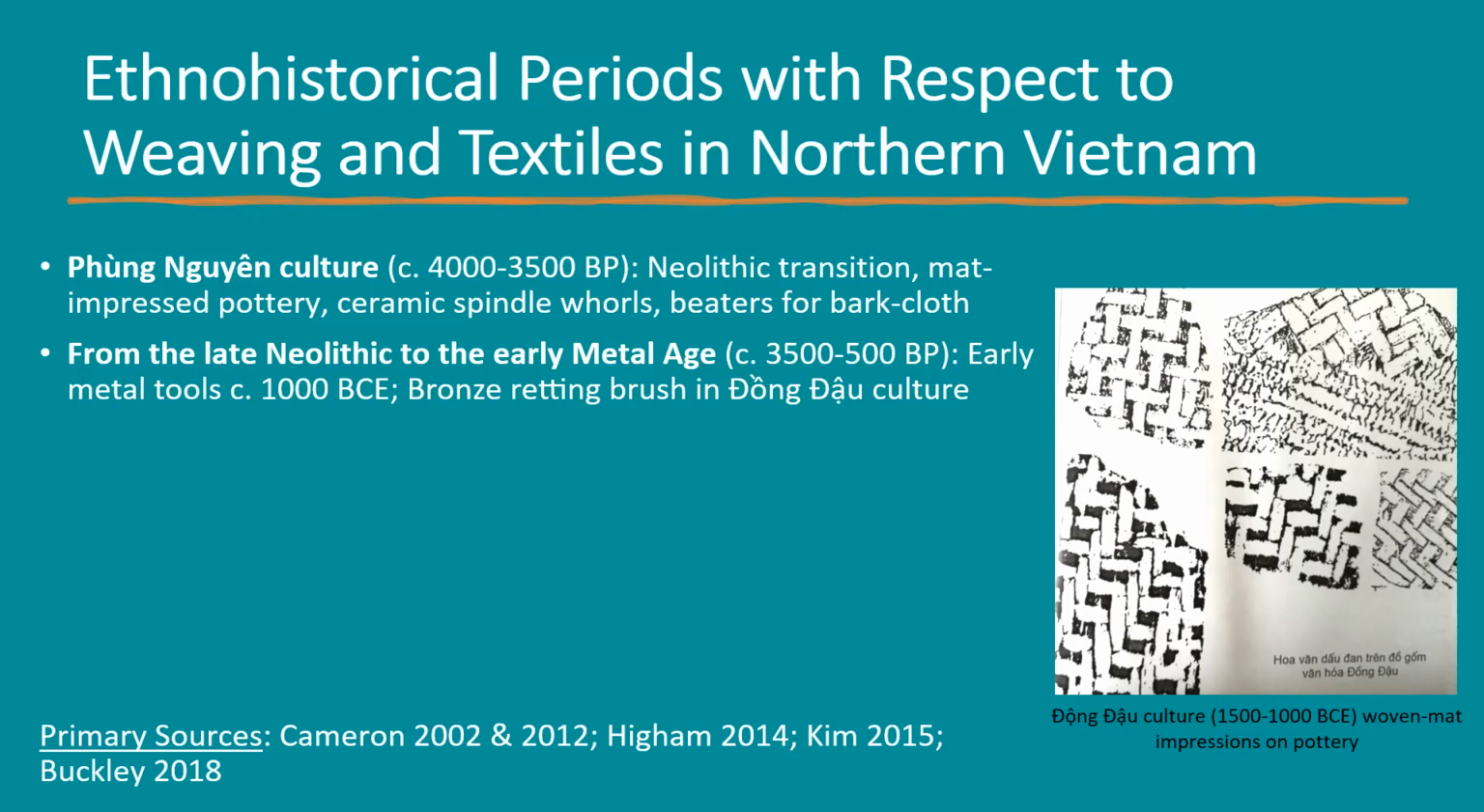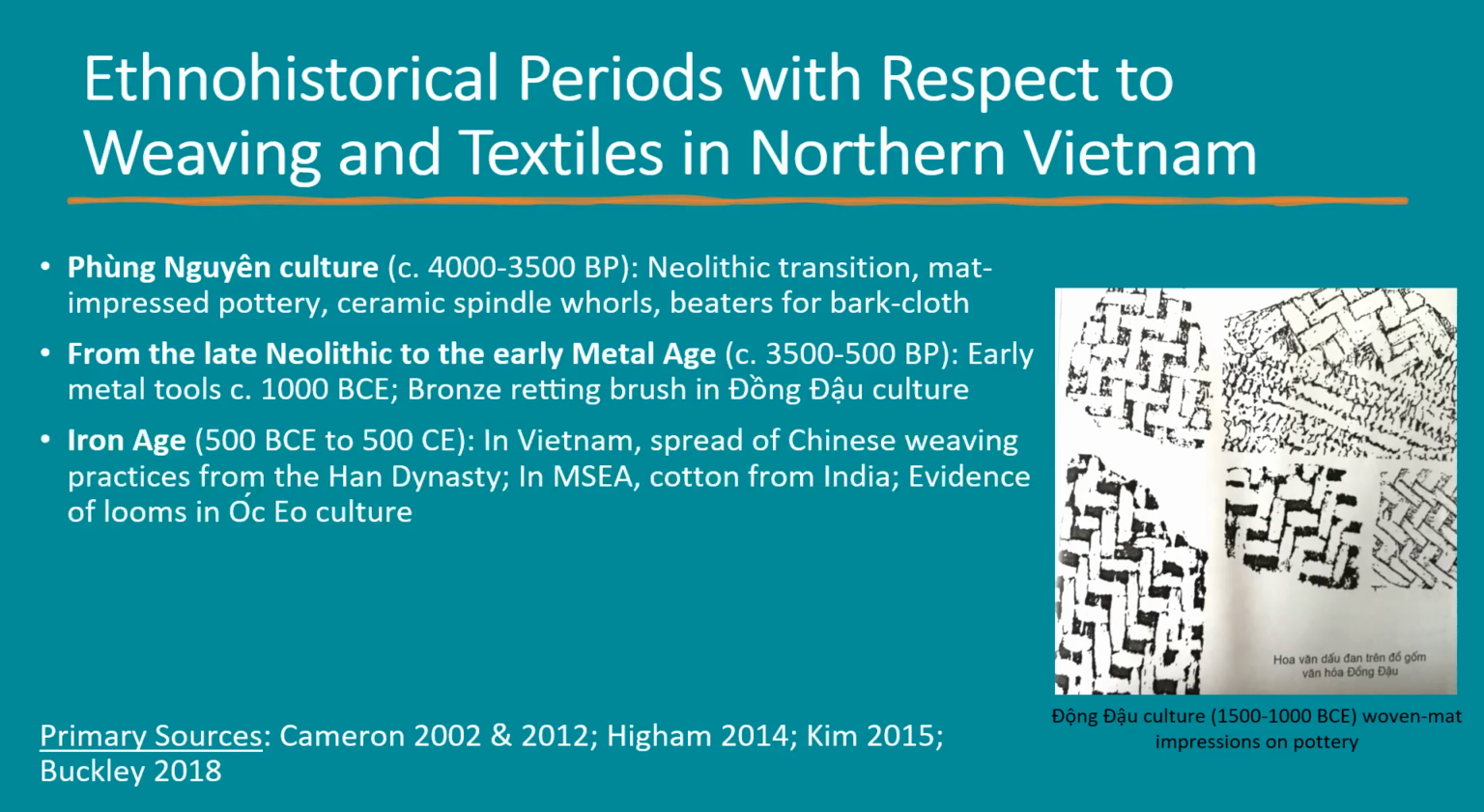Then from the late Neolithic to the early Metal Age, there were obviously metal tools in that period. There's an instance of a bronze retting brush in that Đồng Đậu culture. Oops, I made a misspelling on Đồng, sorry. And, you know, for processing the fiber to make some kind of presumably thread. Iron Age in Vietnam, the spread of Chinese weaving up in the north from the Han Dynasty. In mainland Southeast Asia, apparently there was a spread of cotton from India. That's what I get from the literature.